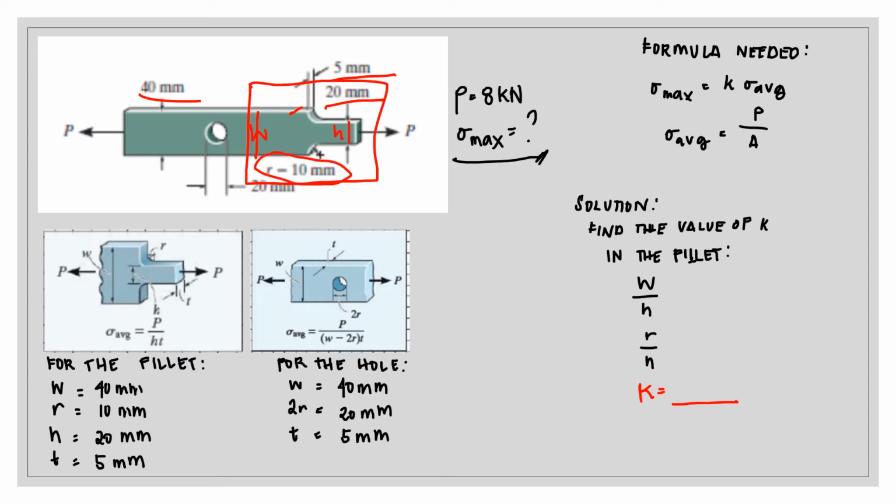And for the hole, we're going to look at this part. The width is also 40 millimeters. Our 2R is equal to 20 millimeters. And our thickness is also 5 millimeters. The formula we need is this. First, we're going to find the value of K. So in the fillet, we have width over height and radius over height.